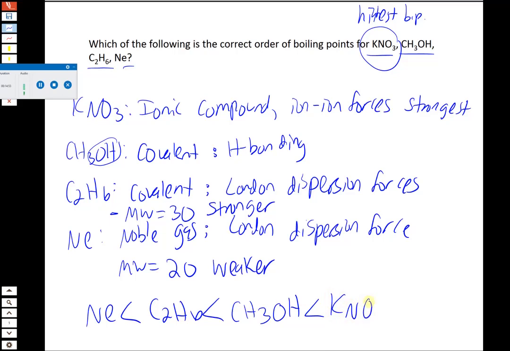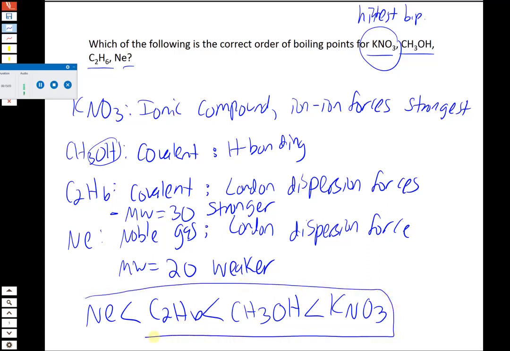So anytime you see an ionic compound, you want to rank that highest in terms of really either melting point or boiling point. They're very high for ionic compounds. So this is the correct ordering for these four substances.